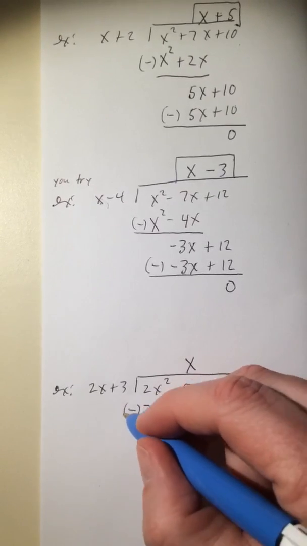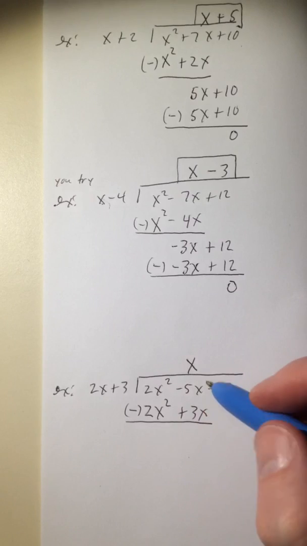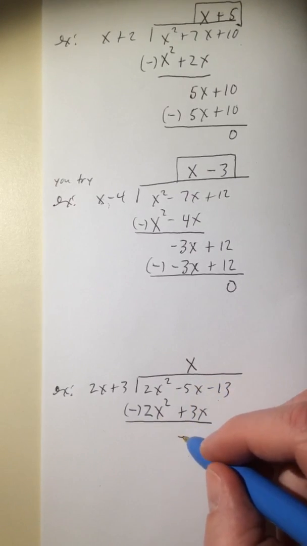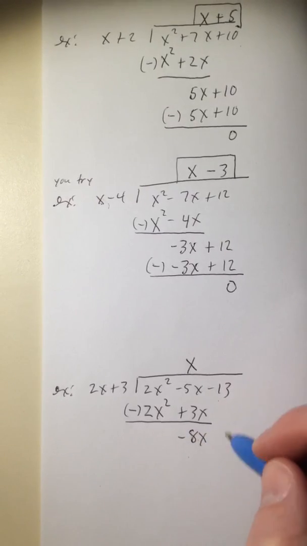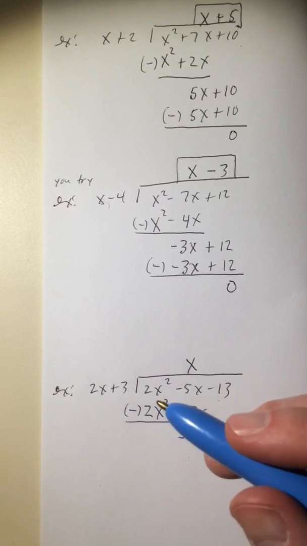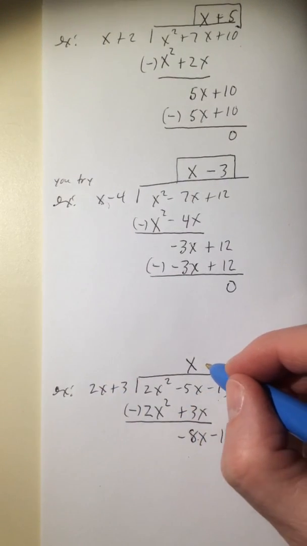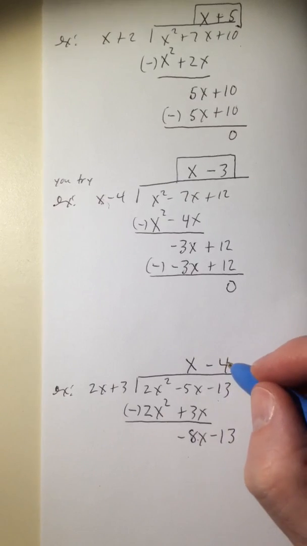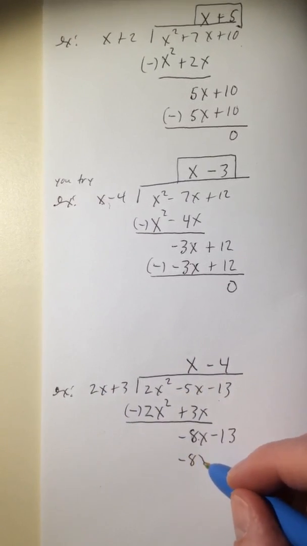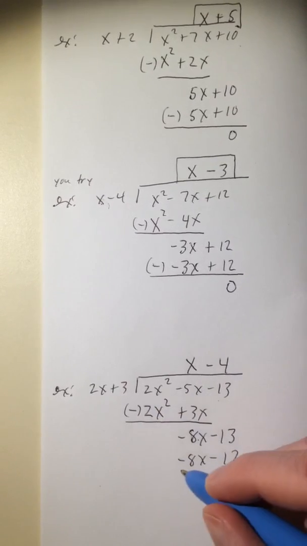And then we subtract. 2x squareds minus 2x squareds are none of them. Negative 5x's minus 3x's are negative 8x's. Bring down the next thing in line. Go through the process again. 2x times what makes negative 8x, and that's going to be minus 4. And then we multiply the negative 4 times those guys. So that's negative 8x. Negative 4 times positive 3 is negative 12.